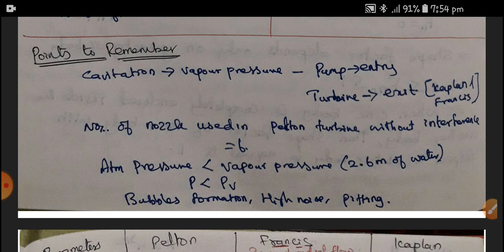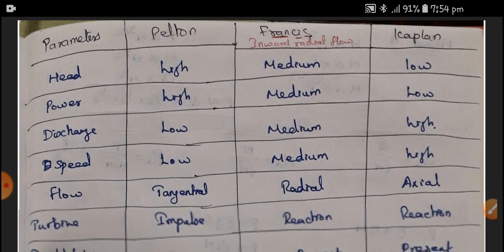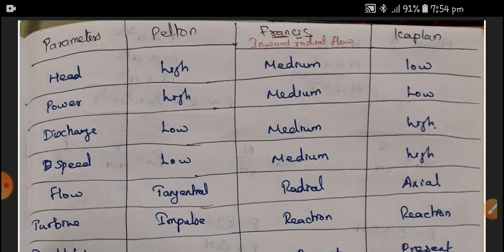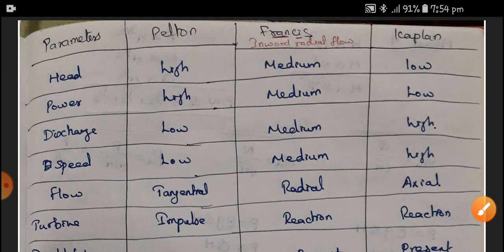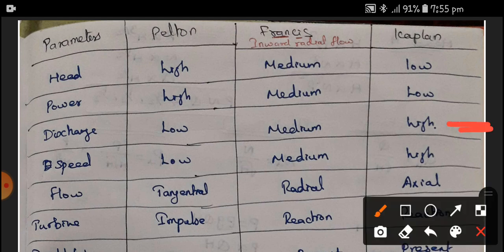Next, we are going to discuss the three types of turbines and compare them with the parameters. The first is Pelton, the second is Francis, the third is Kaplan. These are the parameters I have discussed, so that you can easily see the difference between all three turbines. Head: the Pelton turbine is high head, Francis is medium head, Kaplan is low head. The Francis I have taken is an inward radial flow turbine. Power: Pelton produces high power, Francis medium, and Kaplan low power. Discharge: Pelton is low, Francis is medium, and Kaplan is high. Speed: Pelton is low, Francis is medium, Kaplan is high.